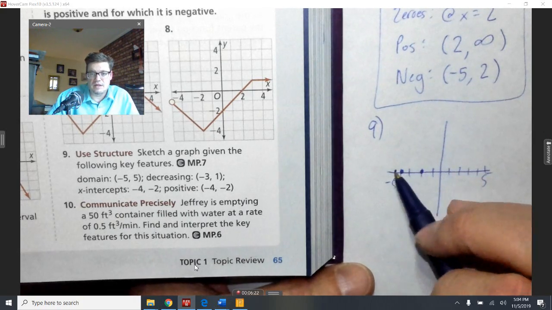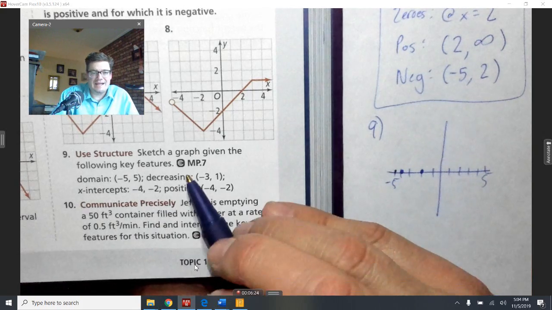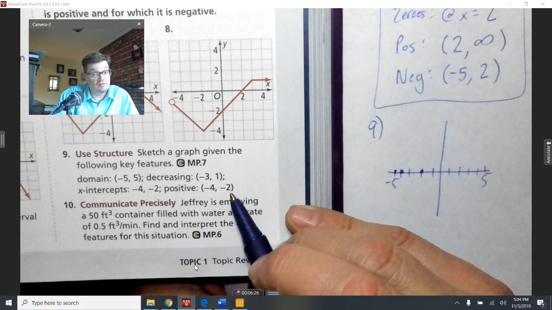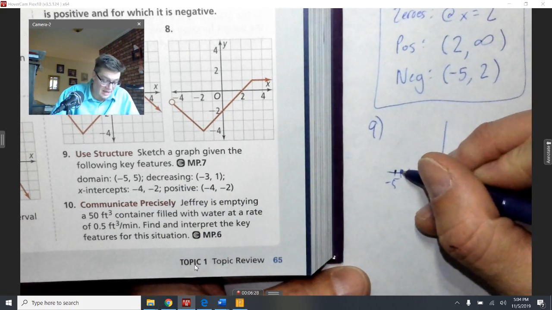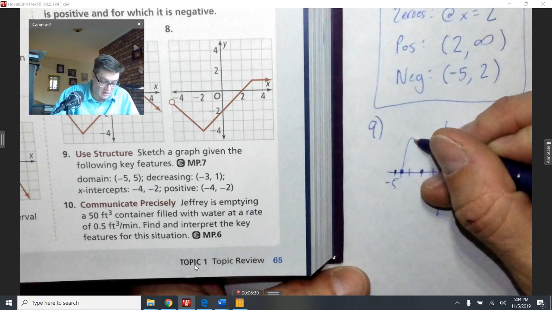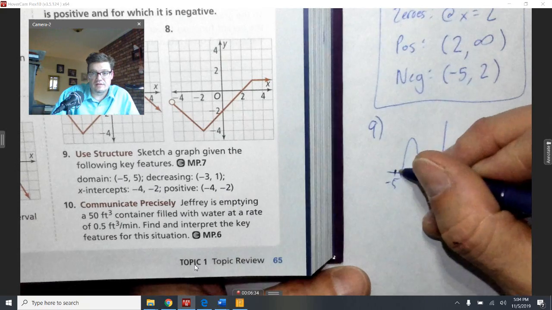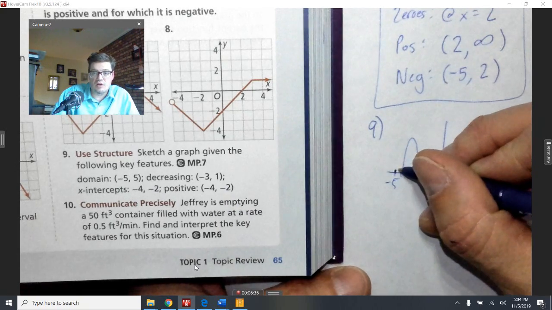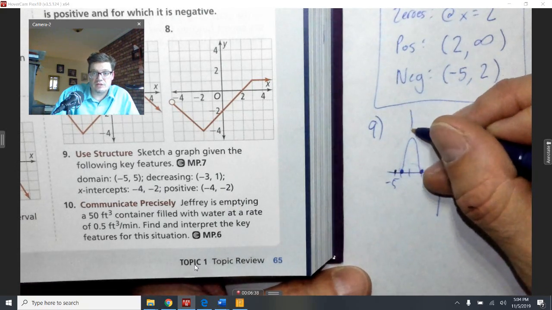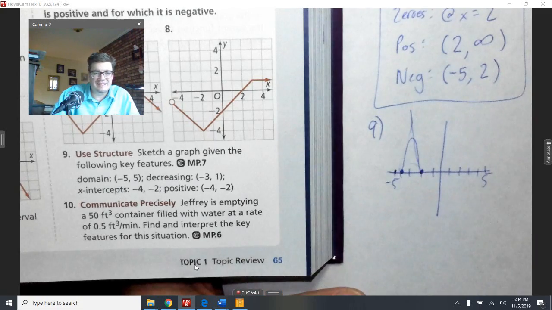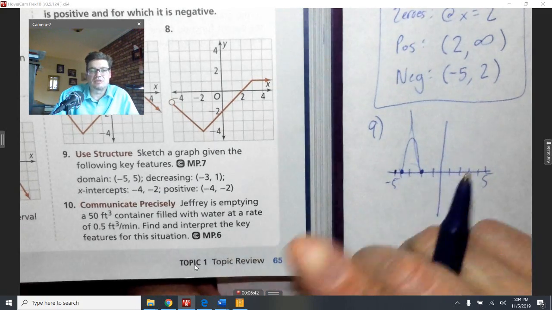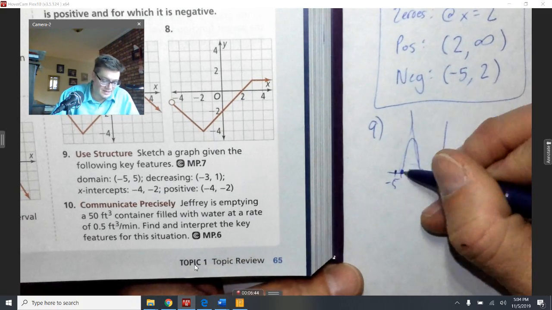So x-intercepts, I know it hits the x-axis, and it's positive from -4 to -2, which means that it's got to be above the x-axis. Now this could have been drawn like this. This could have been drawn like this. This could have been drawn like a sharp edge and then come back down. It doesn't matter as long as these conditions are fulfilled. Okay, so I'm going to stick with this guy.